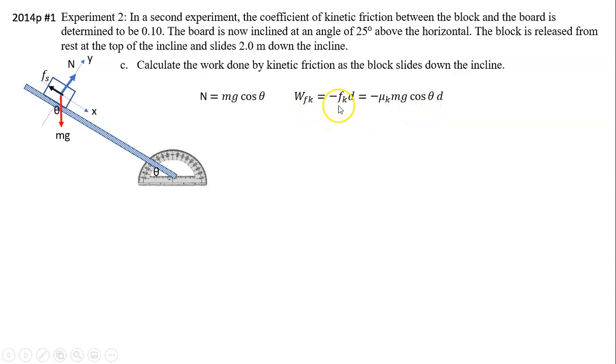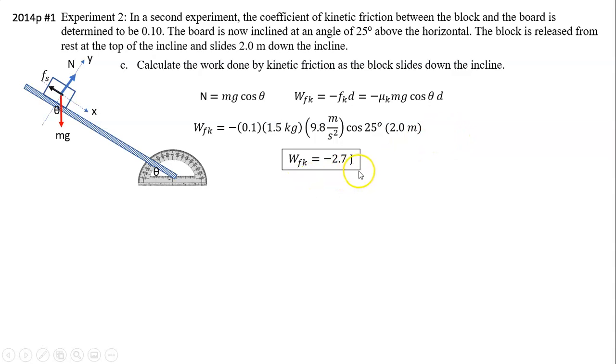Work done by friction is negative friction force times the displacement. By the way, this should be k. And it's negative because friction and displacement are always in the opposite direction. So the angle between the two vectors is 180 degrees, and cosine 180 is -1. We know what mu k is. We're given m, which is 1.5 kilograms. We know theta is 25. We know d is 2 meters. You simply substitute all the quantities in, and you will have 2.7 joules.